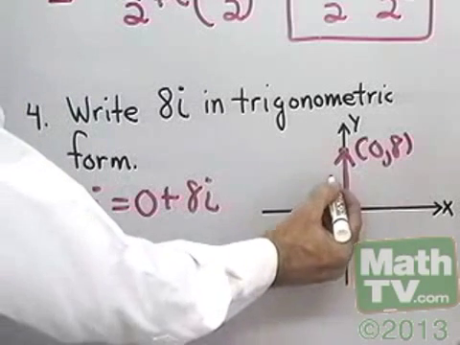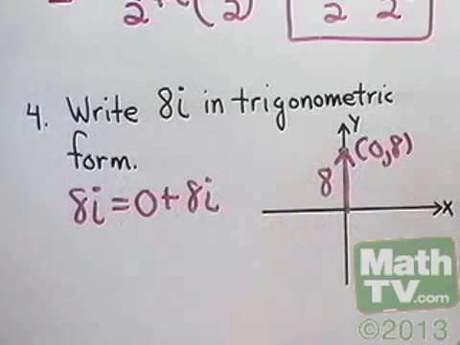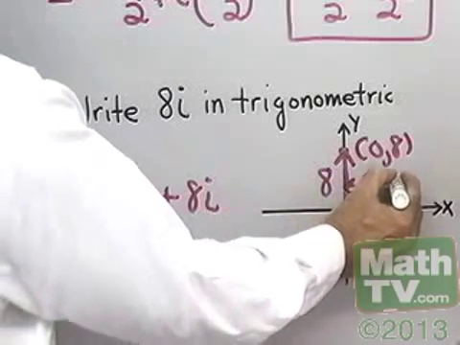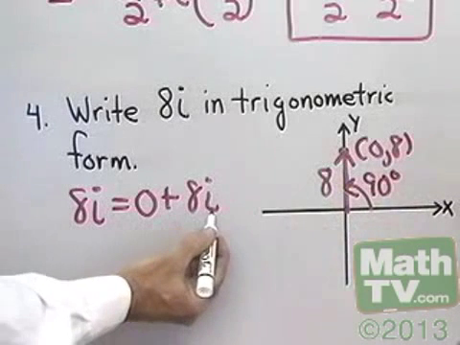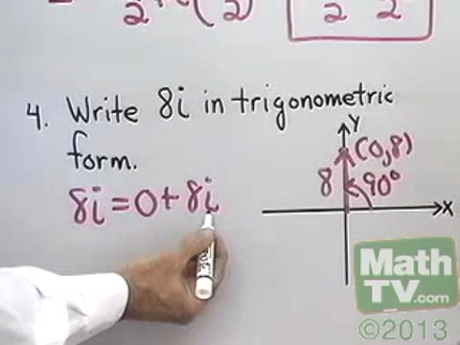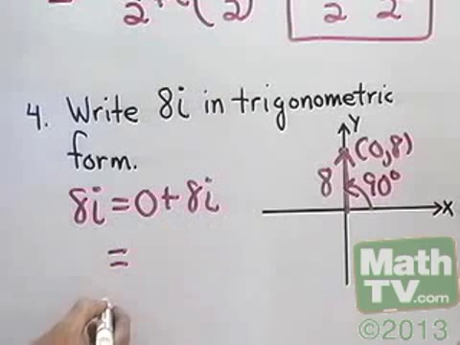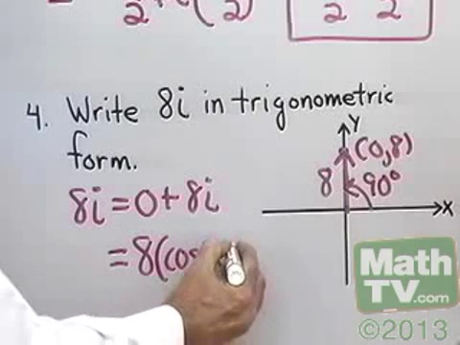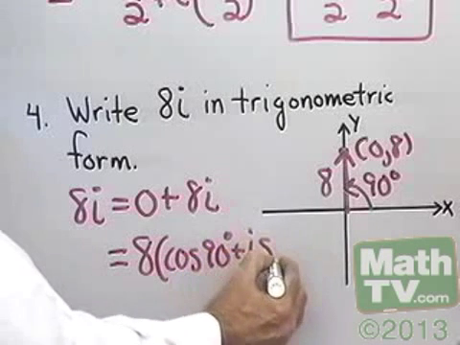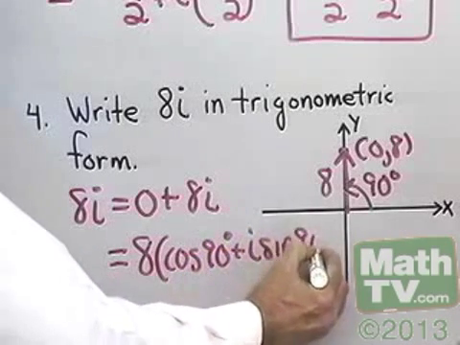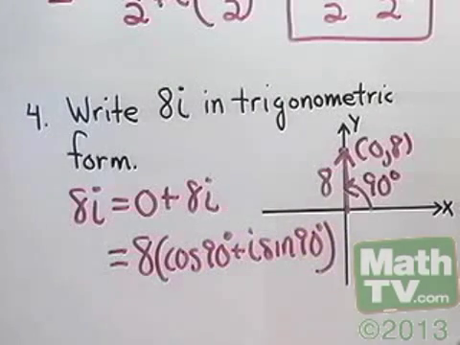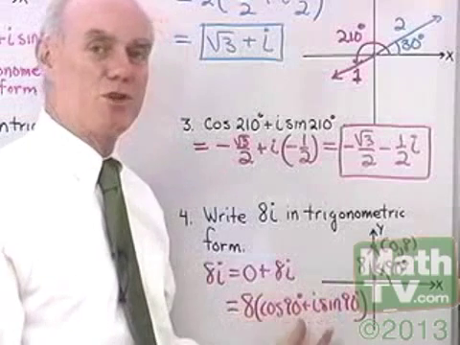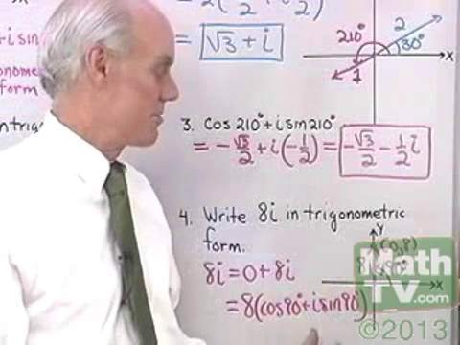It's easy to see by looking at this that the length of the vector is 8 and that this angle right here is 90 degrees. So if I want to write this complex number that's written in standard form in trigonometric form, it will be 8 cosine 90 plus i times the sine of 90. So it's just that simple to go from the graph of this complex number written in standard form to the same complex number written in trigonometric form.